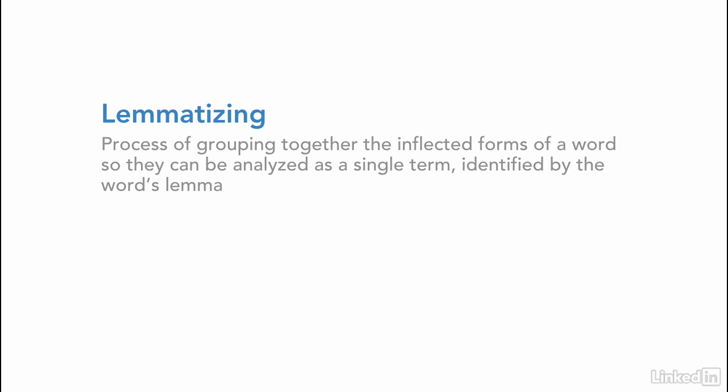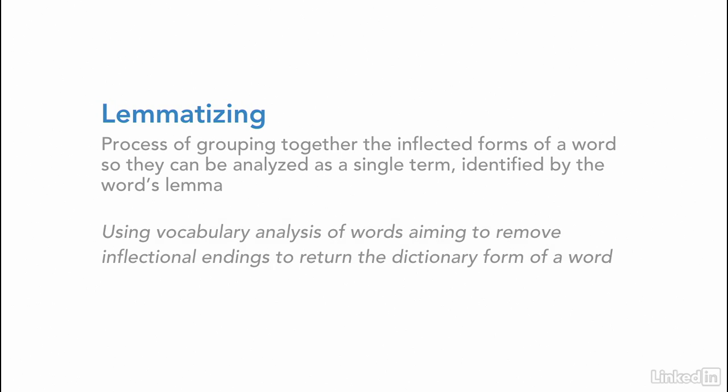More simply put, lemmatizing is using vocabulary analysis of words to remove inflectional endings and return to the dictionary form of a word. So again, type, typed, and typing would all be simplified down to type because that's the root of the word. Each variation carries the same meaning, just with slightly different tense.